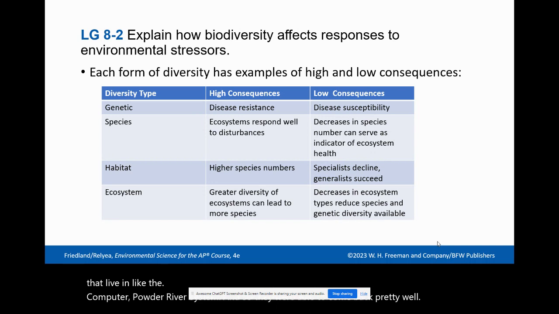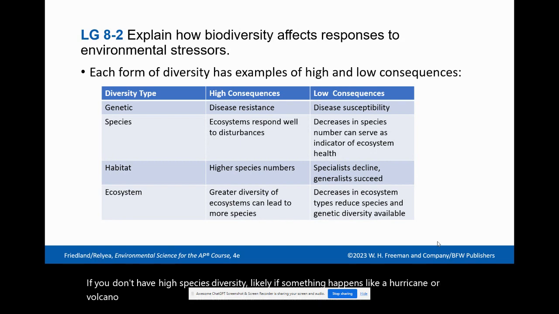If you don't have high species diversity, and something happens like a hurricane or a volcano or a storm that really does a lot of damage, your ecosystem will probably collapse because there's nothing that will be able to live there.